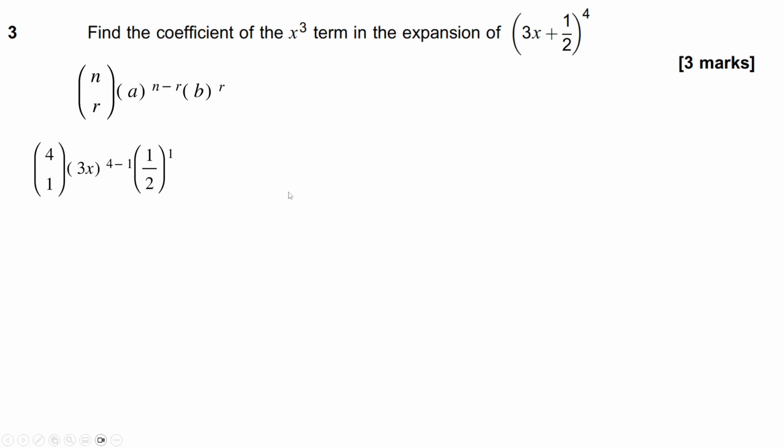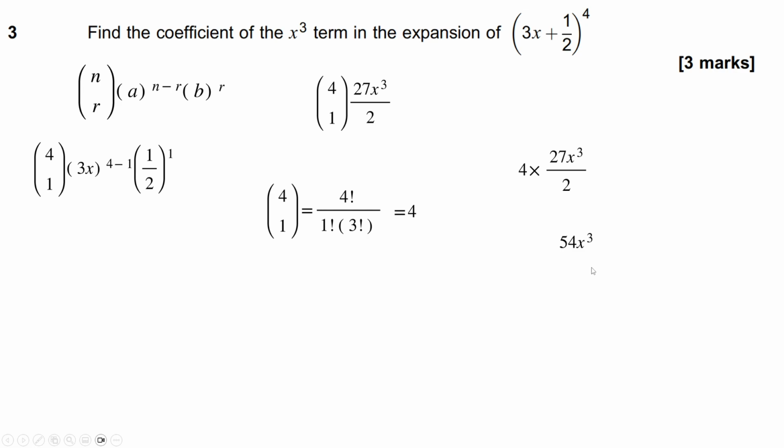This is 3x to the power of 3, so it's 27x cubed over 2. This is 4 factorial over 1 factorial, 3 factorial. Most of this cancels down, so it's just 4. 4 multiplied by all of that is 54x cubed, so the coefficient is just 54.